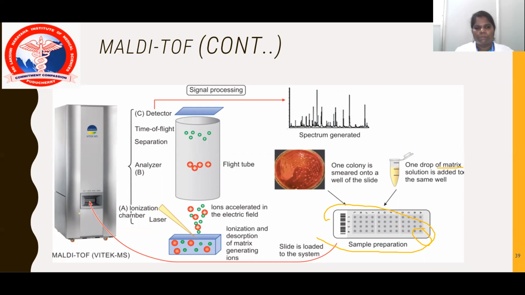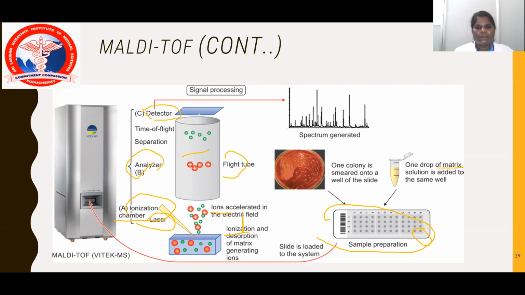What is happening in the machine? The machine will produce lasers, which fall on the wells. Ionization and desorption happen, and because of that, ions are accelerated in an electric field. Once they move out of the ionizing chamber, they go to the analyzing chamber. It is a flight tube method. The ions are separated based on the mass-to-charge ratio. The larger molecules settle down, while the smaller molecules move faster than the larger molecules. So the separation happens in the analyzing chamber. Once separated based on the mass-to-charge ratio, they are detected in the detector.